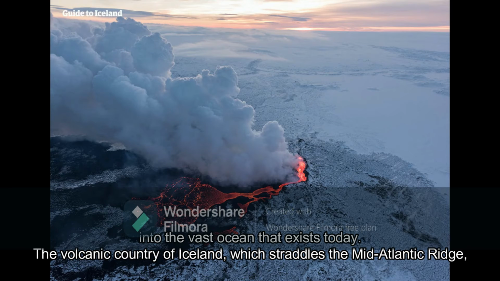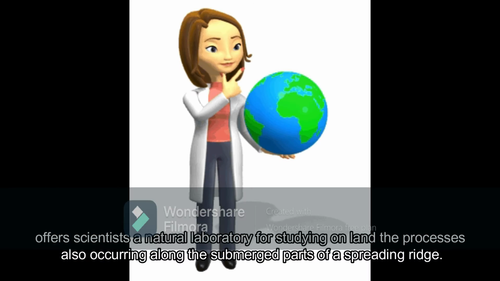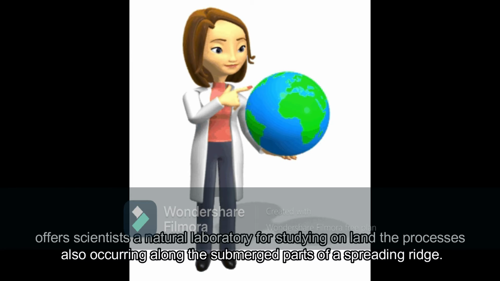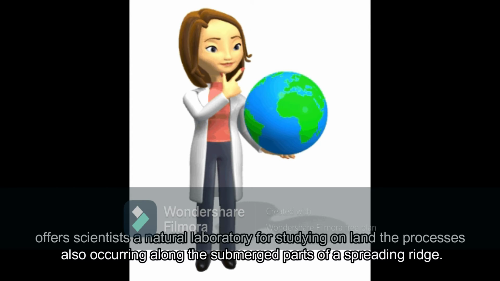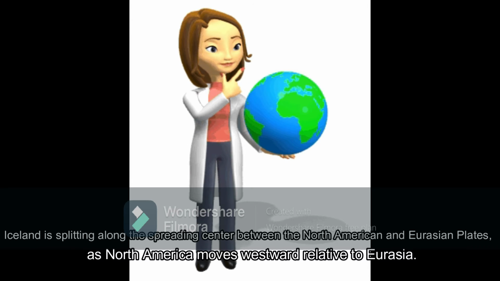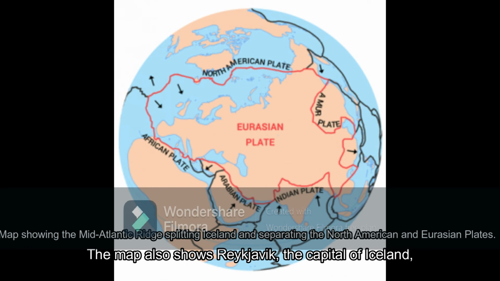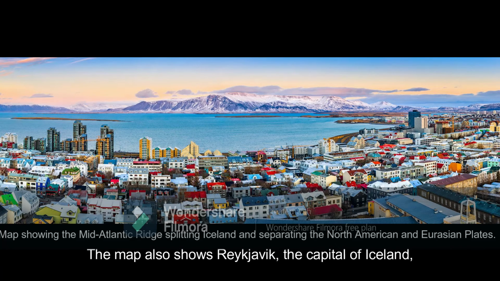The volcanic country of Iceland, which straddles the Mid-Atlantic Ridge, offers scientists a natural laboratory for studying on land the process also occurring along the submerged parts of a spreading ridge. Iceland is split along the spreading center between the North American and Eurasian plates as North America moves westward relative to Eurasia. Map showing the Mid-Atlantic Ridge splitting Iceland and separating the North American and Eurasian plates.